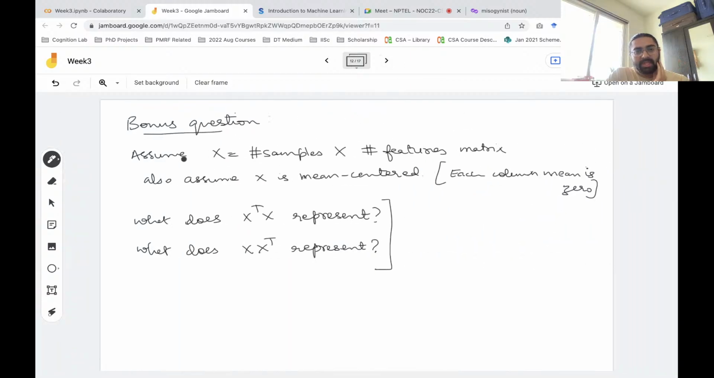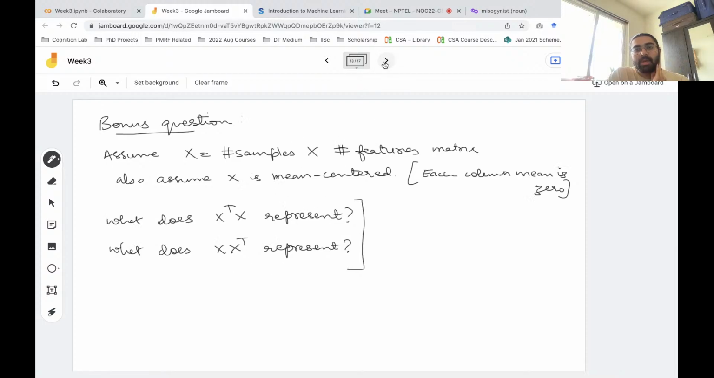There's a bonus question, so I'll just put it out here. You can see the PDF version and see what these things represent.